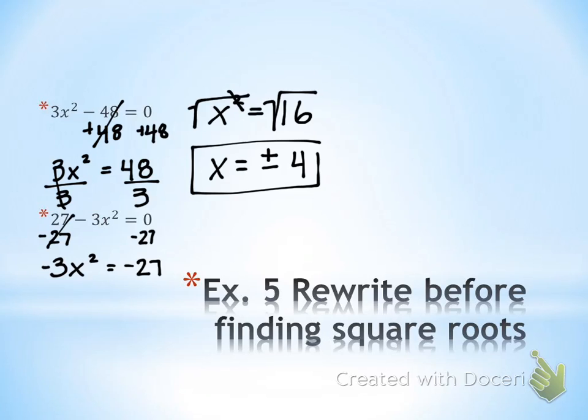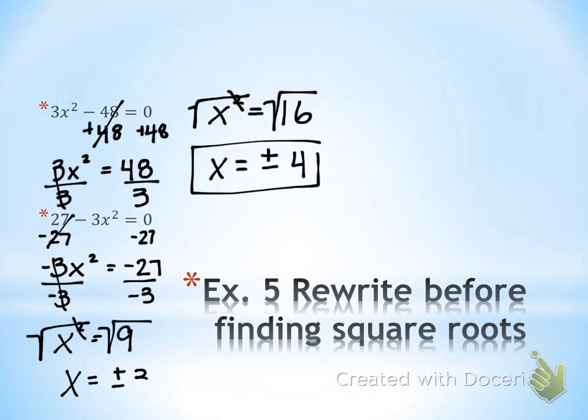Kendall, what would I do now? Divide by negative 3. And x squared is equal to 9. Then, Trevor, what would I do? The square root cancels out. And what is x equal to? Positive and negative 3. Remember, do not give me just 3 as your answer. You will only get half credit because that's only half the answer.